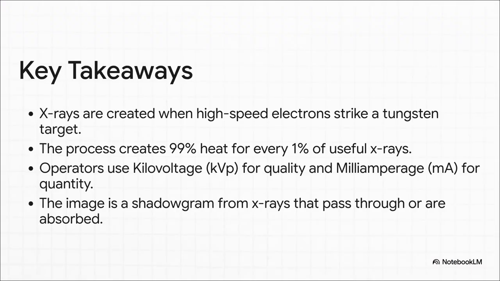Dental X-rays are born from a super high-speed collision of electrons into a tiny target. The whole process creates a ton of heat just to make 1% of useful radiation. The person taking the X-ray uses kilovoltage for the beam's power and milliamperage for its intensity. And that final picture? It's really just a detailed shadowgram, painted by the photons that got absorbed and the photons that passed right on through.